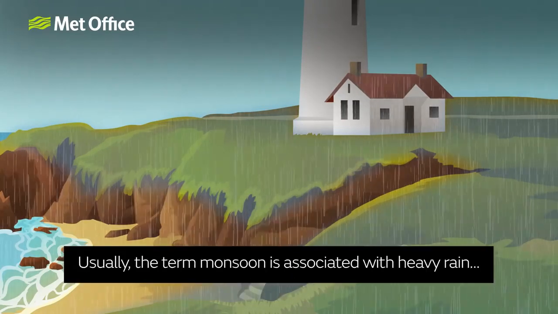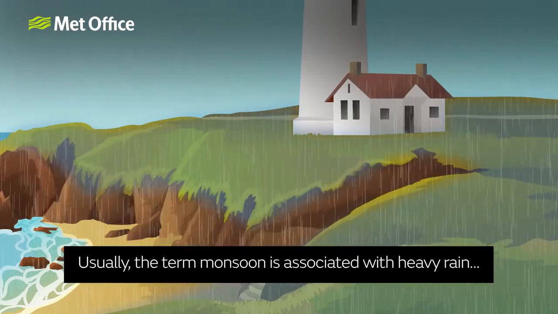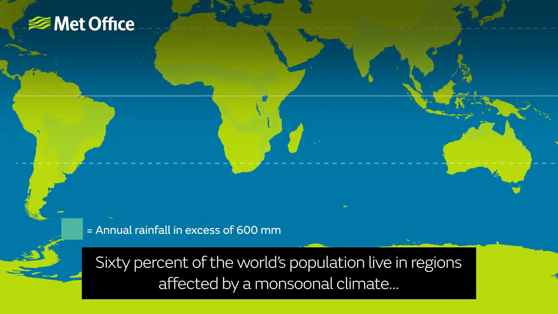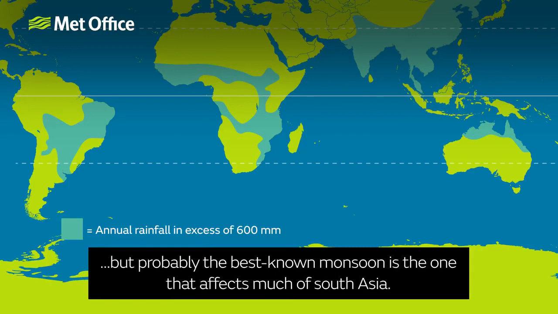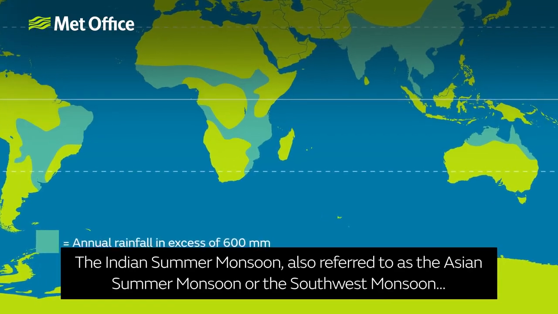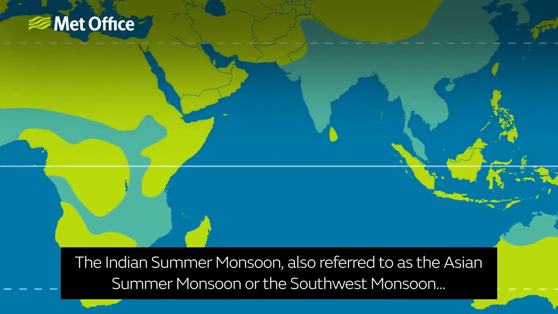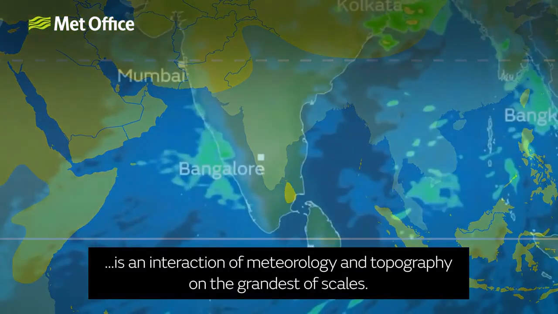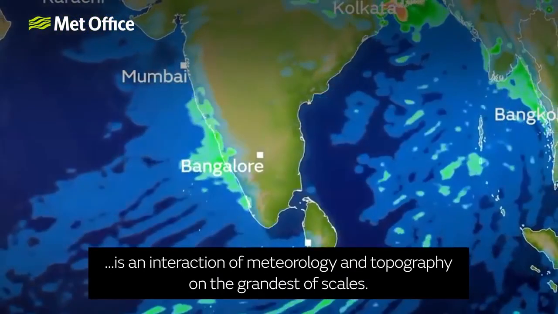Usually the term monsoon is associated with heavy rain, but in this seasonally changing pattern there is also a dry phase in the winter months. 60% of the world's population live in regions affected by a monsoonal climate, but probably the best known monsoon is the one that affects much of South Asia. The Indian summer monsoon, also referred to as the Asian summer monsoon or the southwest monsoon, is an interaction of meteorology and topography on the grandest of scales.